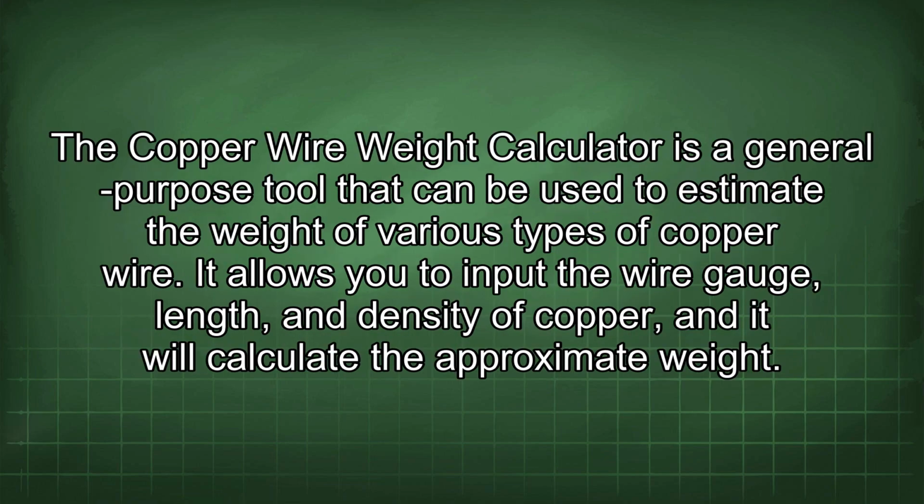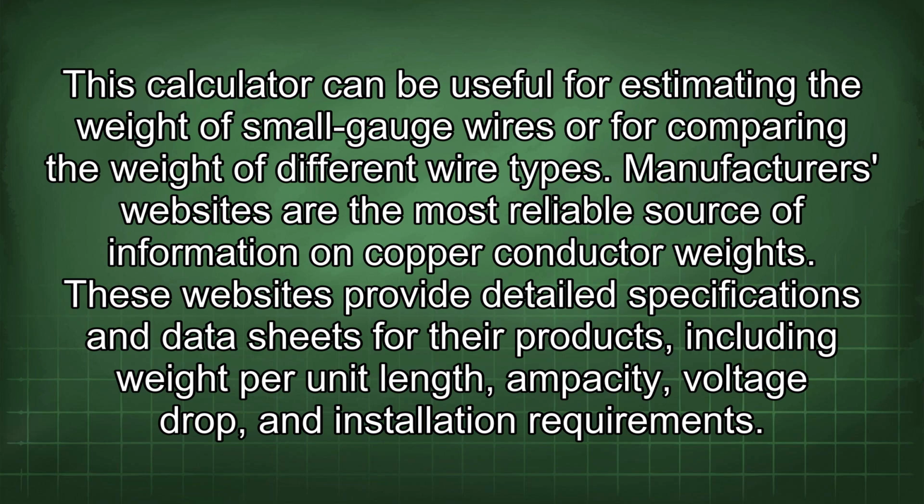The copper wire weight calculator is a general-purpose tool that can be used to estimate the weight of various types of copper wire. It allows you to input the wire gauge, length, and density of copper, and it will calculate the approximate weight. This calculator can be useful for estimating the weight of small gauge wires or for comparing the weight of different wire types.